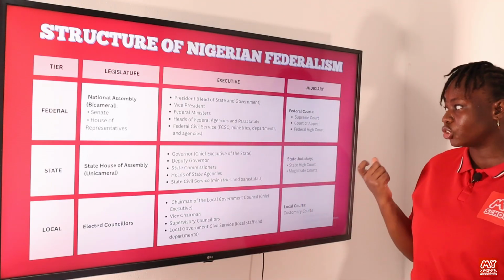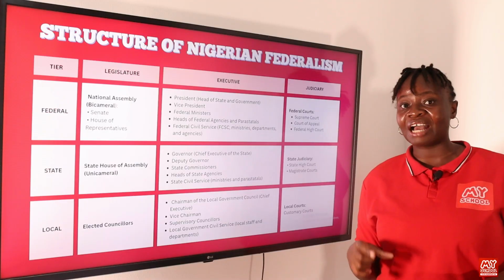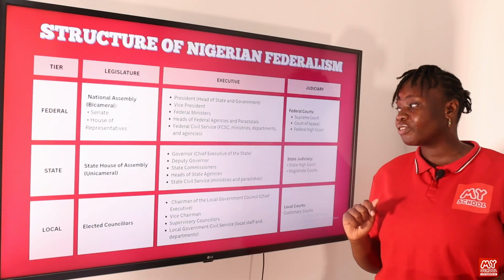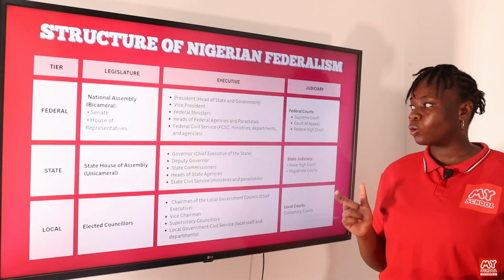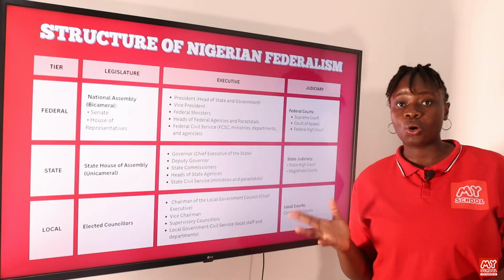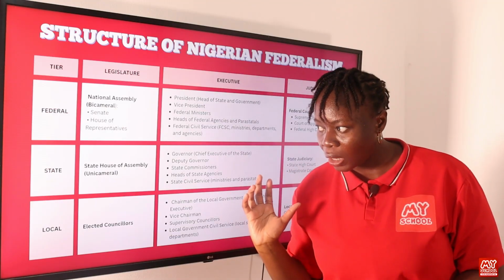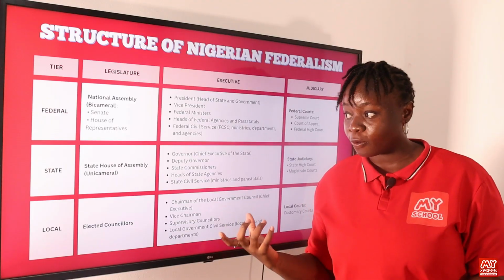Then for the federal judiciary, we have different federal courts. We have the Supreme Court, which is the highest court of appeal in the country. And then we also have the Court of Appeal and the Federal High Court. All of these are the federal courts we have in Nigeria. Then remember we talked about how at the state level, there is duplication of functions.